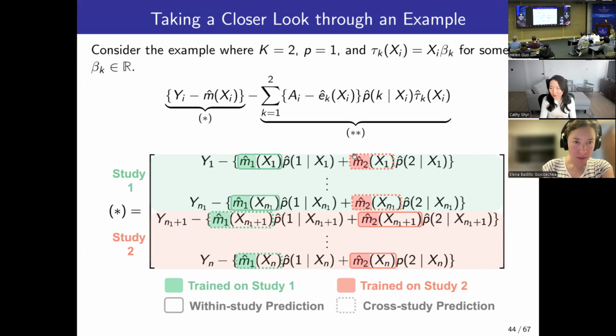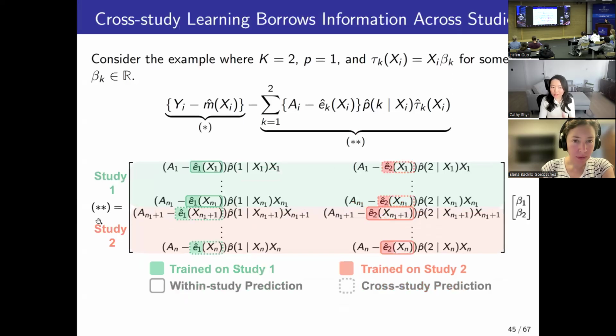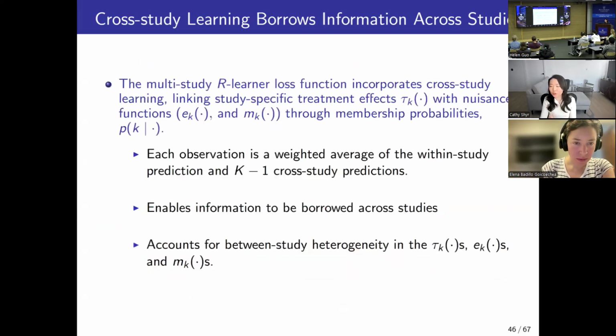So here in the dashed rectangle, this represents a cross-study prediction, and vice versa for patients on study 2. So everything is flipped. Now, for the second component with the double asterisk, it's the same idea. Instead of looking at the MHATs, we're now looking at the EHATs. So each person's contribution to the loss function is a weighted average of their within-study prediction and a cross-study prediction. So this idea, which is called cross-study learning, enables information to be borrowed across studies.